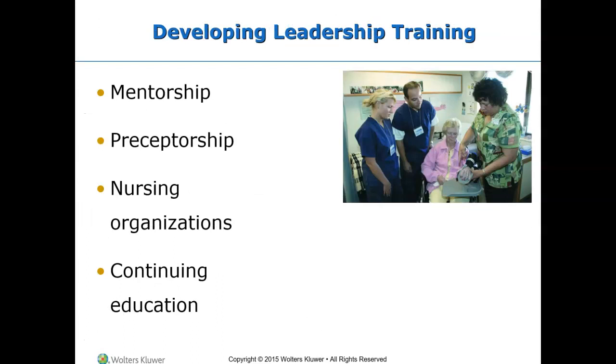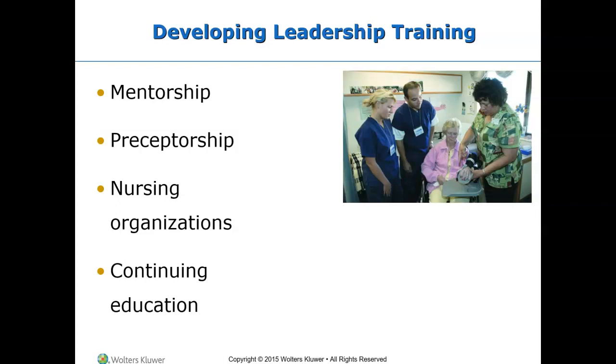Leadership training can be done through several resources. One of these is mentorship. I strongly suggest you have a mentor. Mentors can provide support, information, and networking. A mentor is key in assisting less experienced nurses to take on additional knowledge and responsibilities.